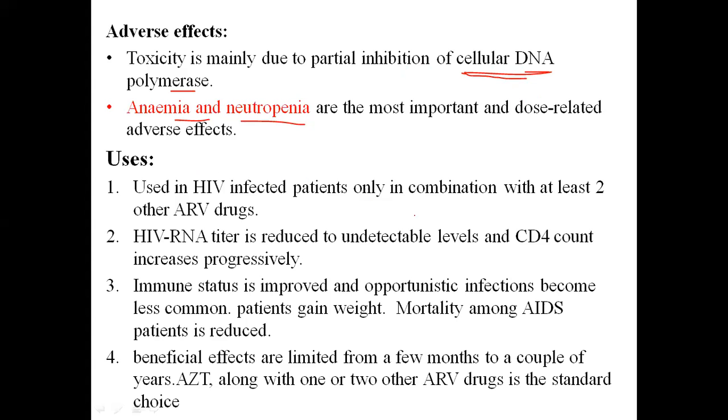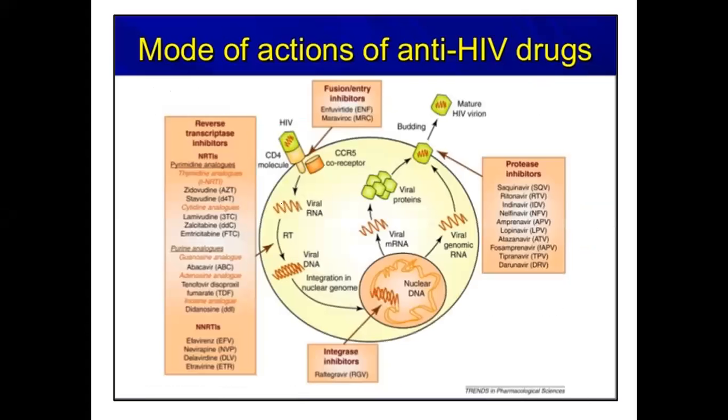Okay, now it can be used, like I have explained to you, at least 2 antiretroviral drug के साथ combine करना पड़ेगा. CD4 सेल काउंट बहुत ज़्यादा रेज हो जाता है, बढ़ जाता है, और ये बेनिफिशियल है. HIV RNA टाइटर कम हो जाता है, ये भी बेनिफिशियल है. ओके, मॉर्टेलिटी रिड्यूस हो जाती है, and the beneficial effect is few months to couple of years if alone, but for years if we use it in combination.